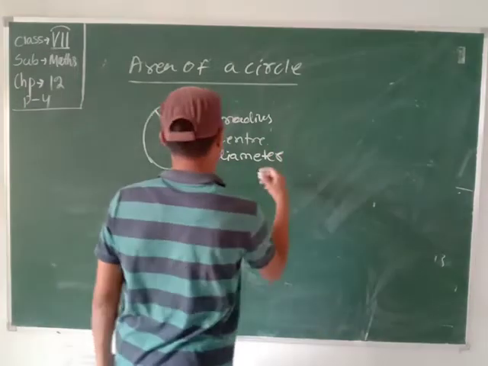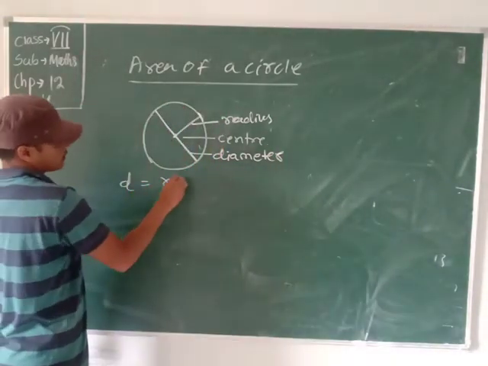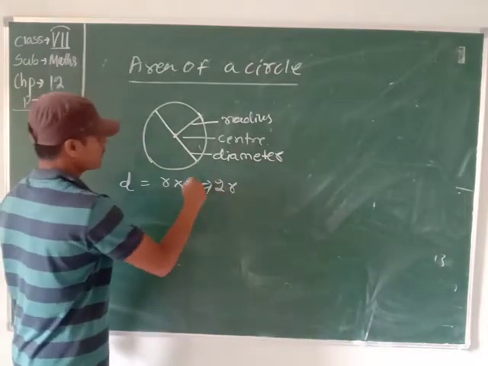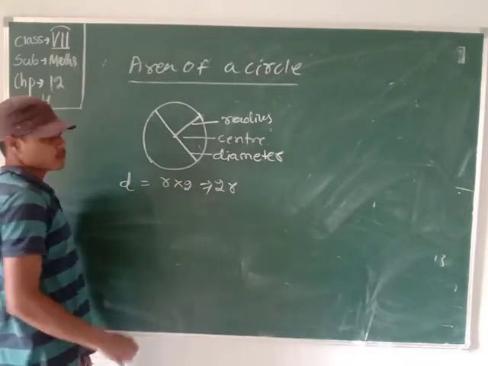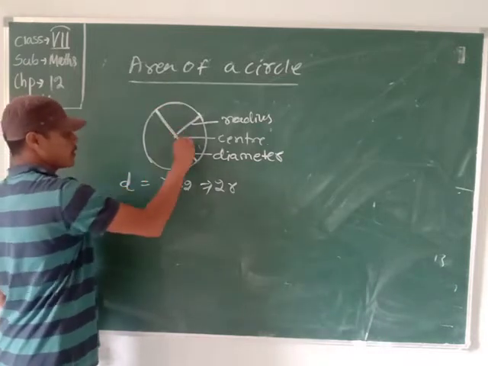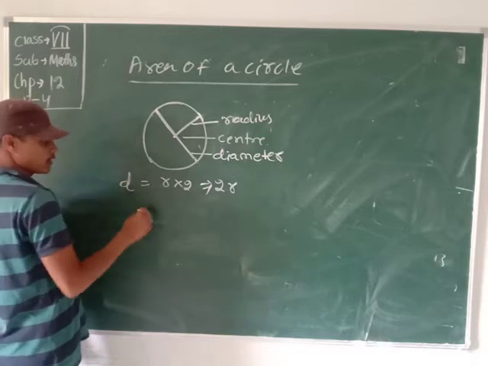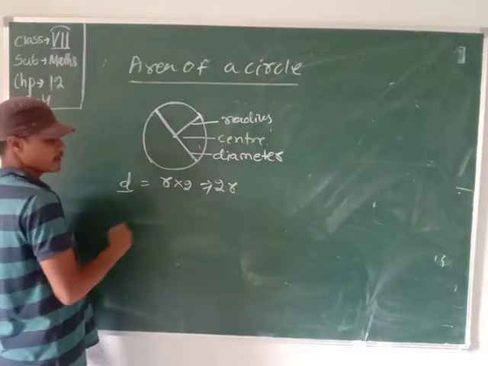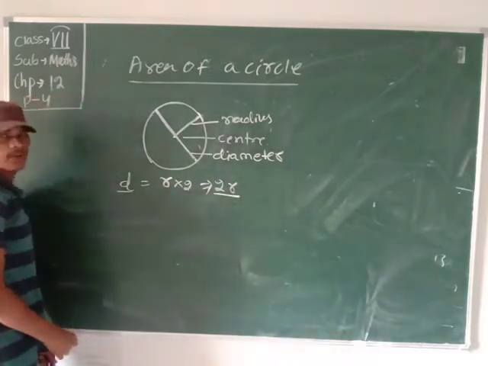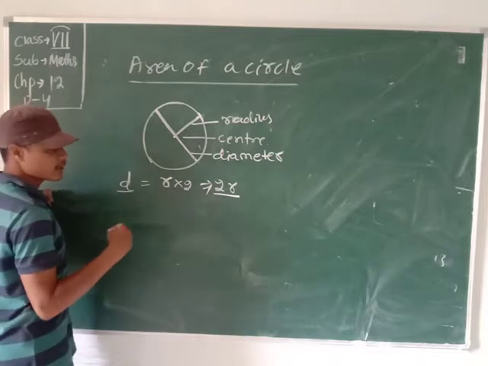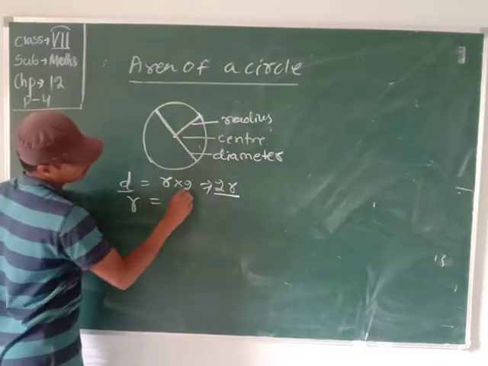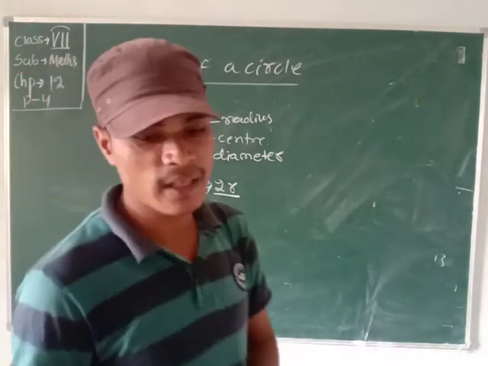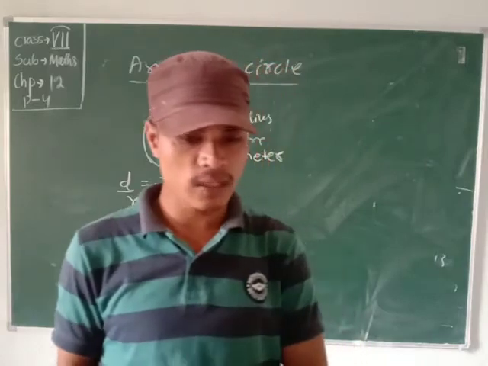We know that D equals 2R, that means 2 times R, because the radius is half of the diameter. If the radius is given and we want to find the diameter, multiply R by 2. If the diameter is given and we want the radius, then R equals D by 2. First know how to find the radius and the diameter. Now we find the area.